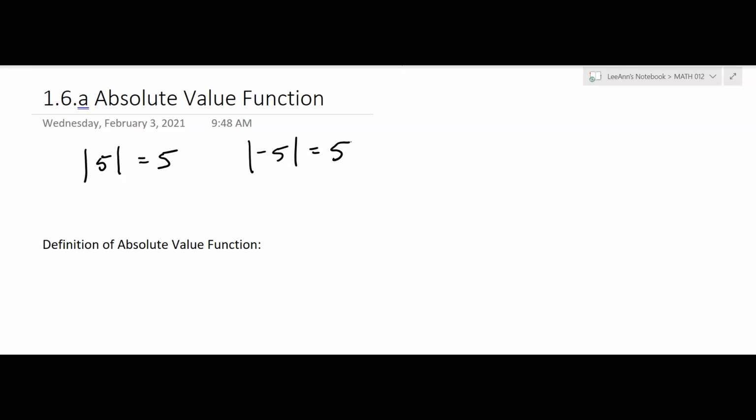But there's actually a formal definition of the absolute value function. And so it looks like this. It says f of x is equal to, and we'll put the notation here, the absolute value of x, which is equal to, and then it's a piecewise function. So if x is greater than or equal to 0, then it just equals x, right?